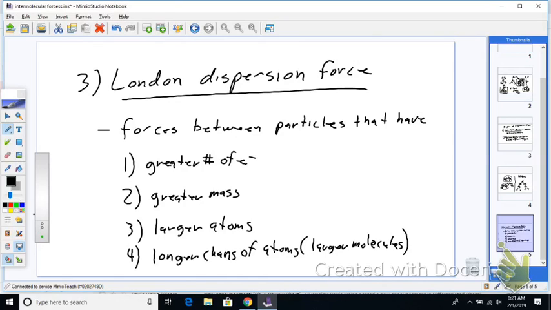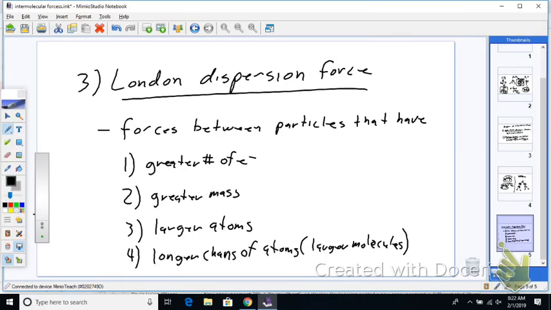But this is the weakest of the four. So if we had to list them in order, hydrogen bonding is number one in attraction. Dipole-dipole forces are number two, if there's a pretty good difference in their electronegativity. And number three is London dispersion forces.